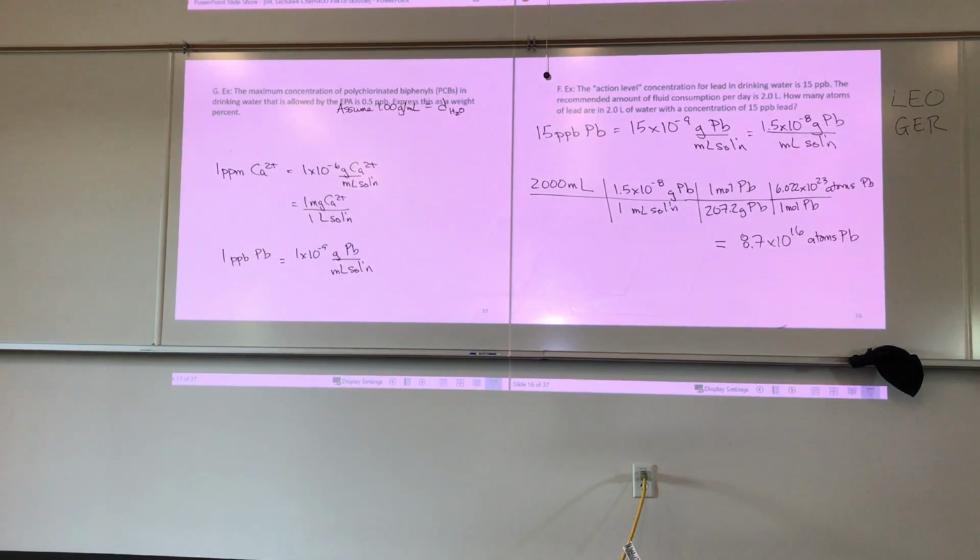This one is a companion problem for polychlorinated biphenyls, PCBs. PCBs are used in wiring to make wiring for basically anything, flame retardant.